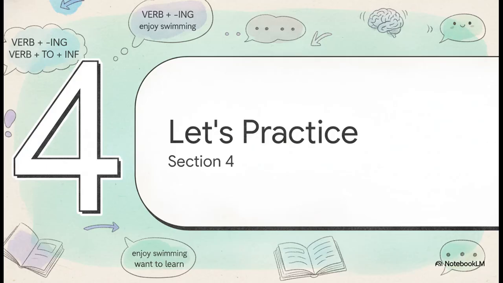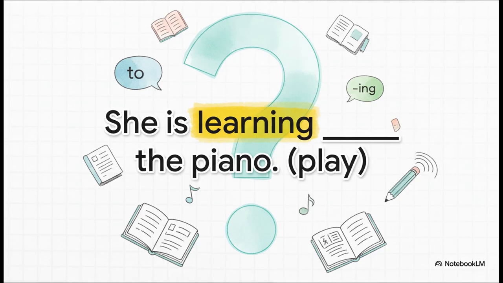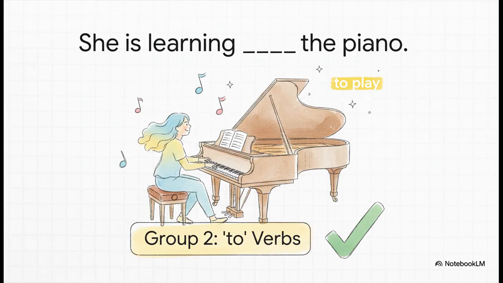Okay, you've learned about the different groups, so now it's your turn. Let's test your knowledge with a couple of quick questions. Ready? Let's do it. Okay, first question for you. She is learning play the piano. Take a second. What do you think? Which group does the verb learn belong to? You got it! The answer is to play. The verb learn is from our second group, the to verbs. So the whole sentence is, she's learning to play the piano.